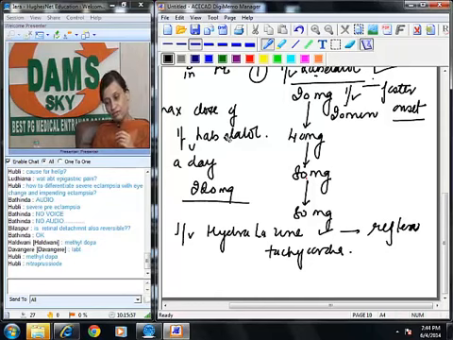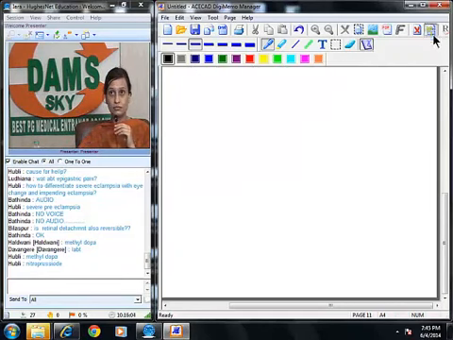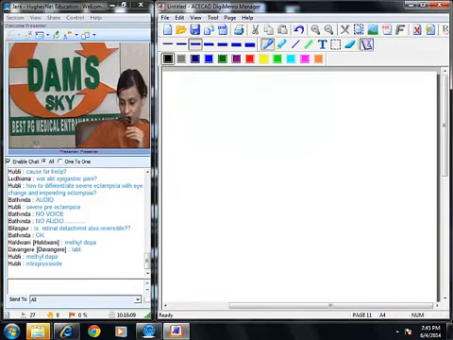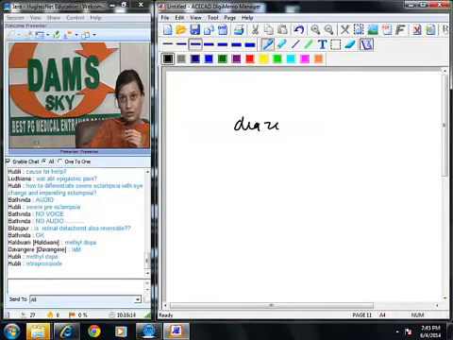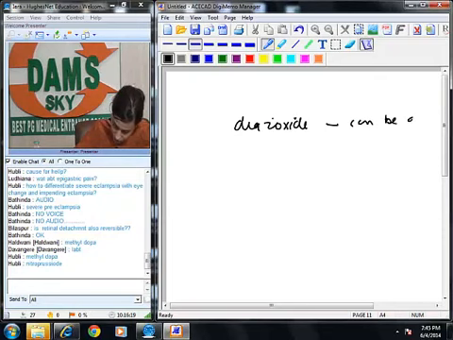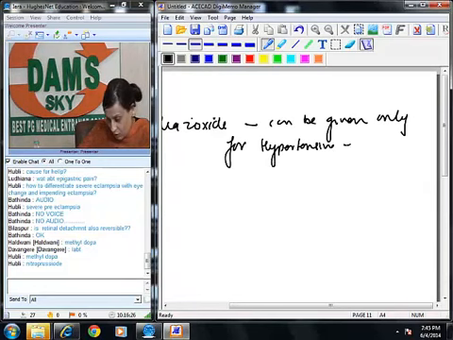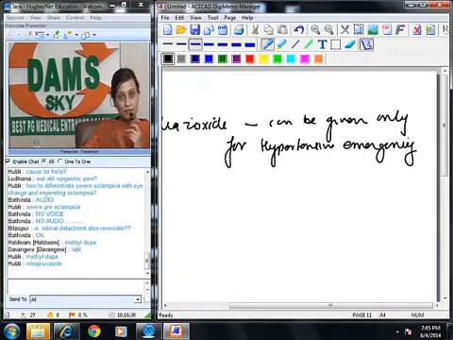The other drugs which can be given in hypertensive emergency are, now there is a new drug which is called diazoxide, and it can be given only for hypertensive emergency. Otherwise, it is not given in pregnancy.